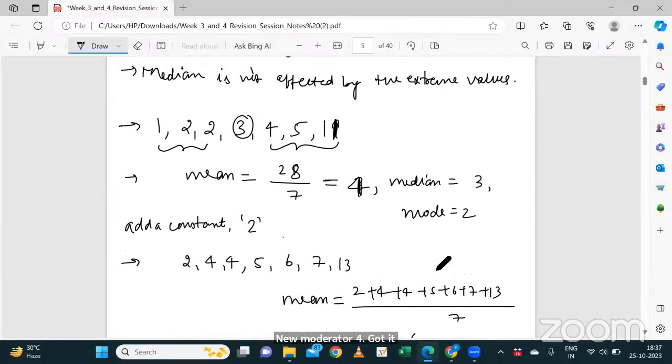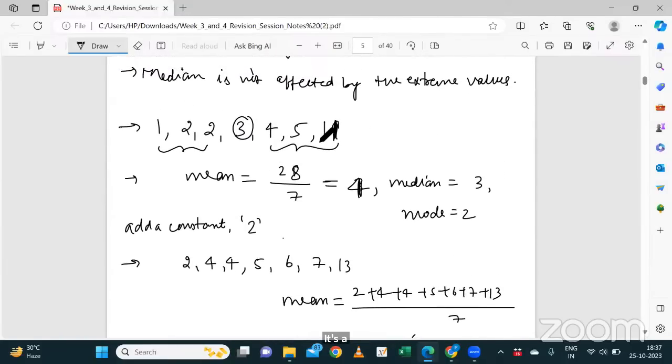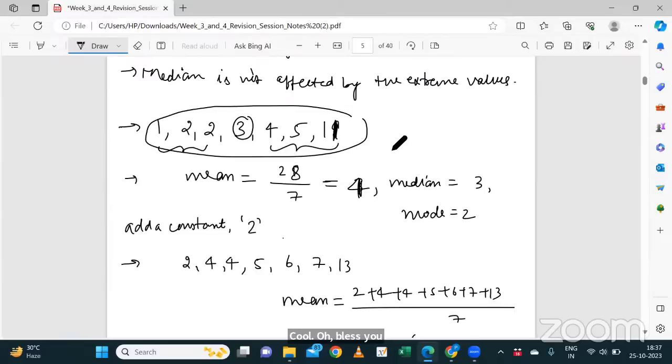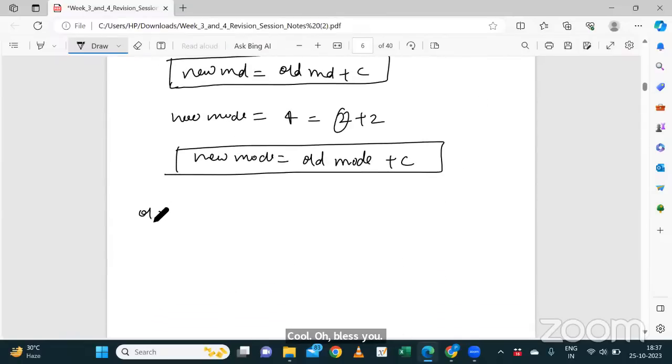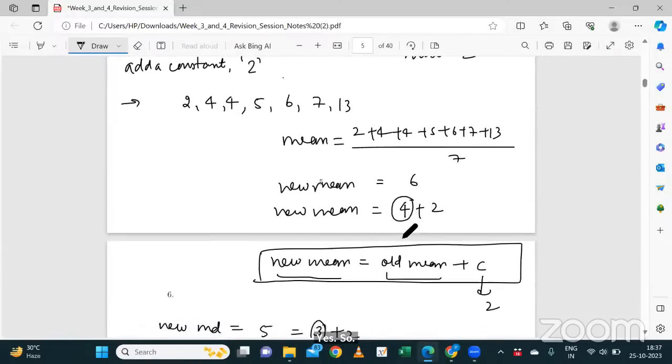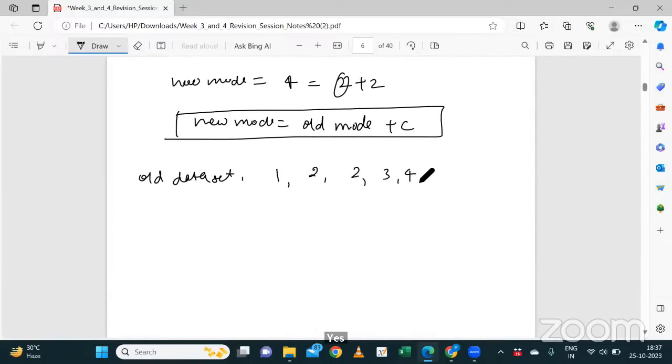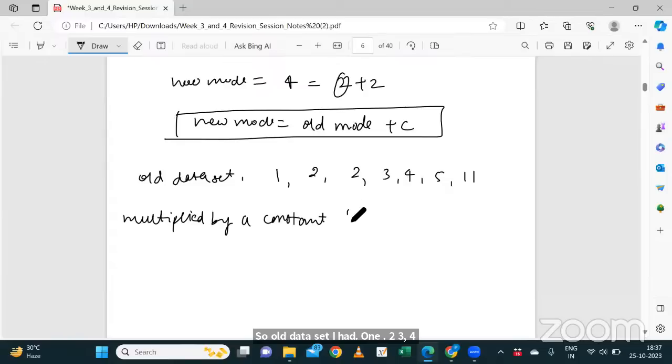Suppose I want to multiply it by a constant. So the old data set I had was 1, 2, 2, 3, 4, 4, 5, 11. Suppose I want to multiply it by a constant c. Let's suppose I'm taking it as 2.